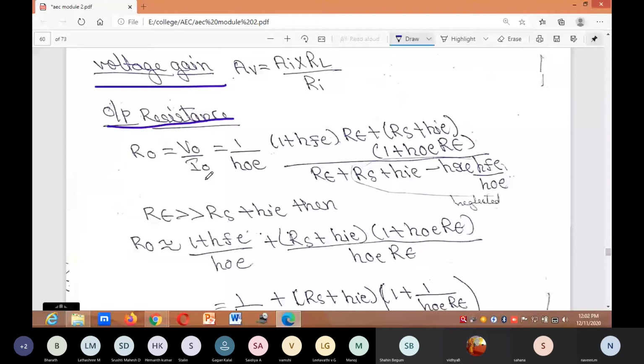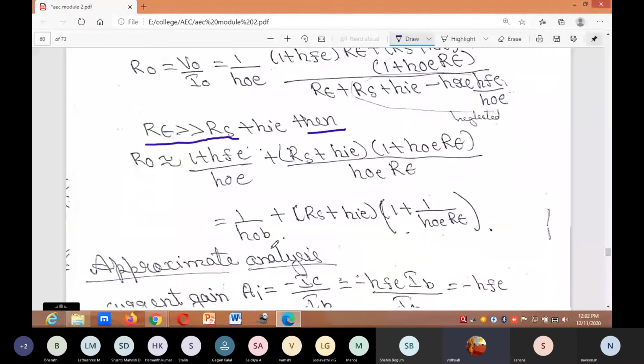When you consider that RE is greater than RS plus HIE, then we neglect this. So you will get R naught is equal to (1 plus HFE) divided by HOE, plus RS plus HIE open bracket 1 plus HOE into RE divided by HOE into RE.